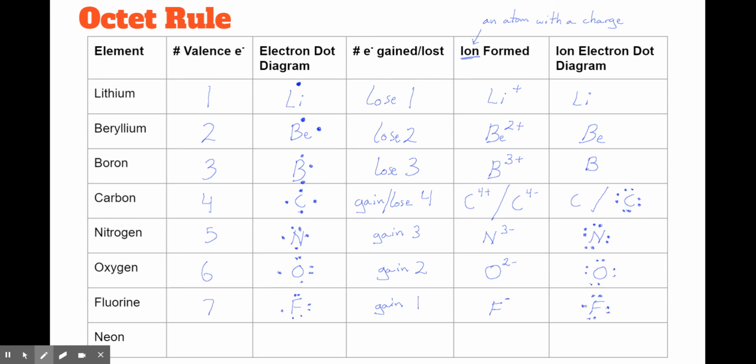And now we get to everybody's favorite. Actually, I don't know if they're anybody's favorite, but everyone's favorite, the noble gases, including neon, which already have 8 valence electrons. Well, if something already has an octet, what's it going to gain or lose? Nothing. Not applicable. What ion is formed? Not applicable. What's the electron dot diagram? I mean, we just don't have to draw anything there because it would be the same as what we've drawn before because it's not going to gain or lose anything.